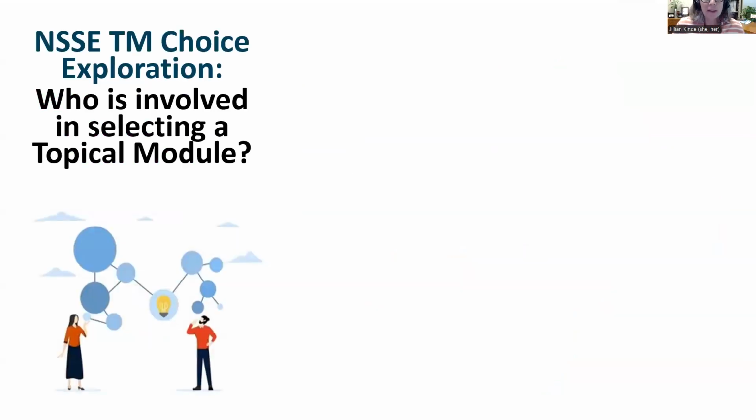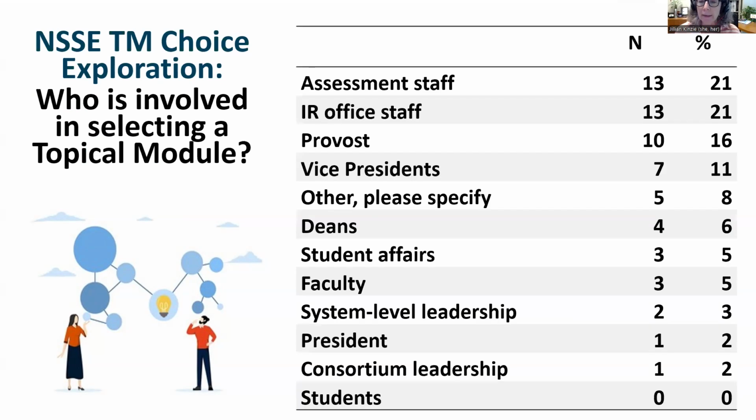Now, the other influence on our users' choices is who is involved in selecting. So who specifically on a campus is involved in making a choice about topical modules. We asked institutions, based on roles, who they rely on to influence their topical module choice. Top of the list: assessment staff, IR office staff, the provost, and then a variety of vice presidents. And in the other category, there were also specific titles, mostly at higher level leadership.